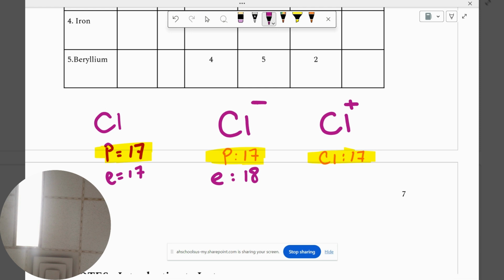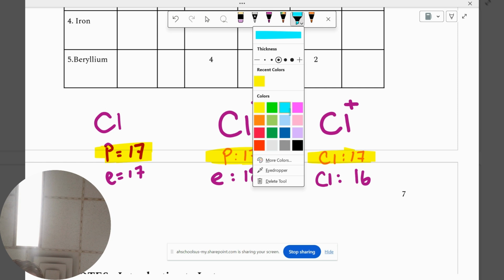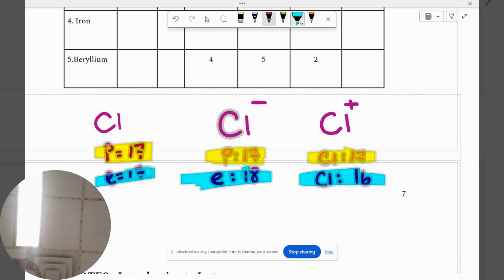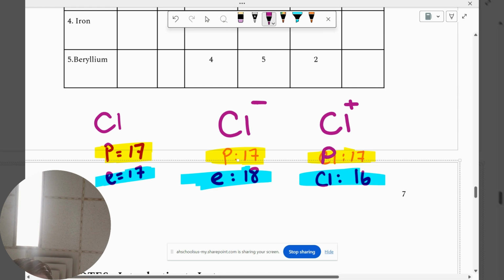What about positive chlorine? How many electrons would I need to be positive? 16. Notice these changed, right? And that's okay. It's totally fine to have the protons or the electrons change. So charge deals with what? Manipulating the electrons. Sound good?